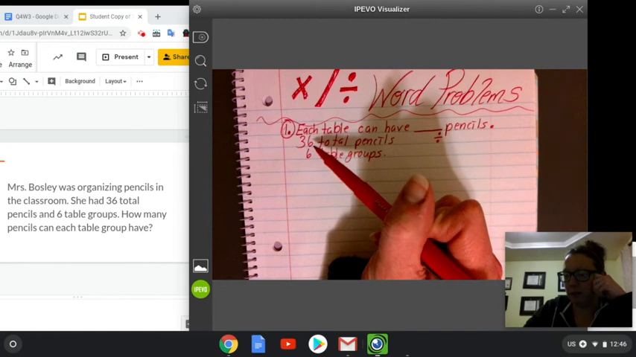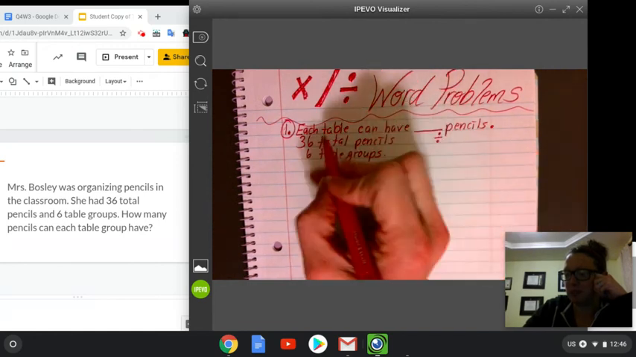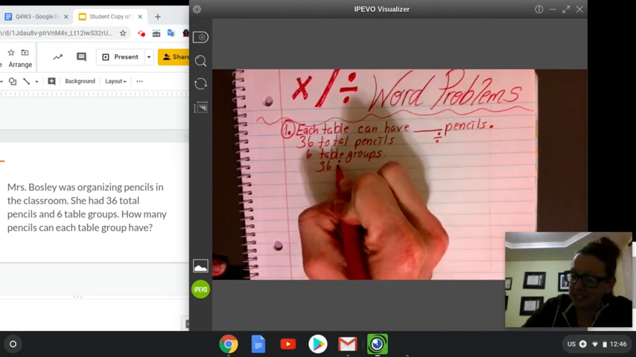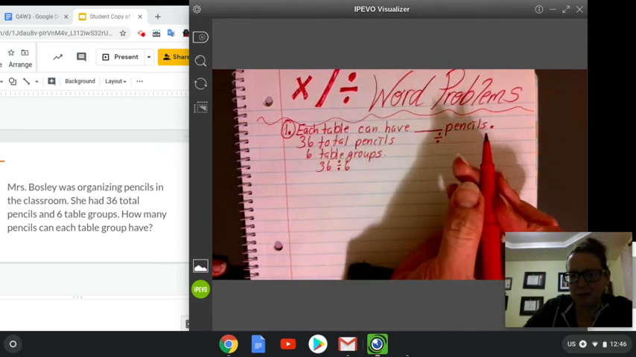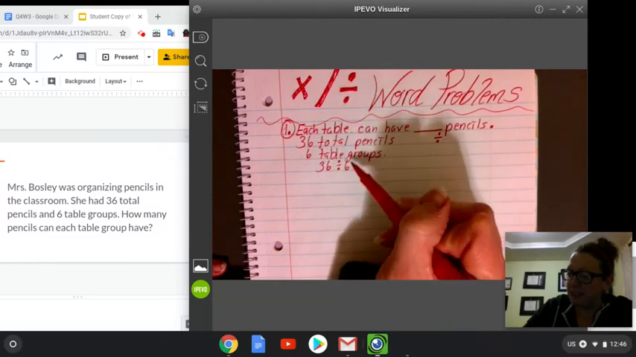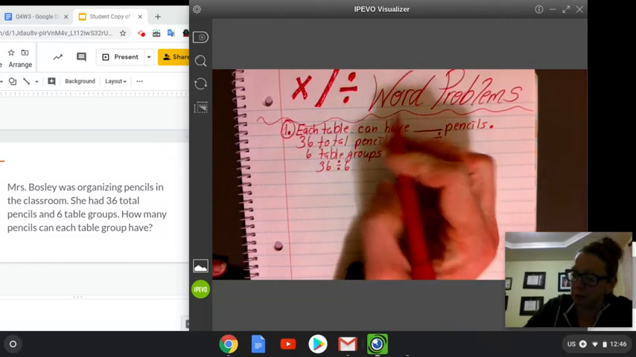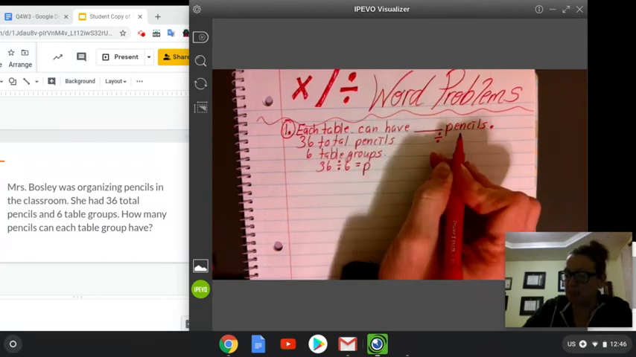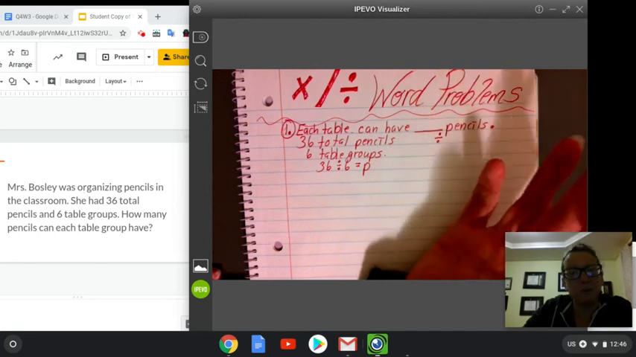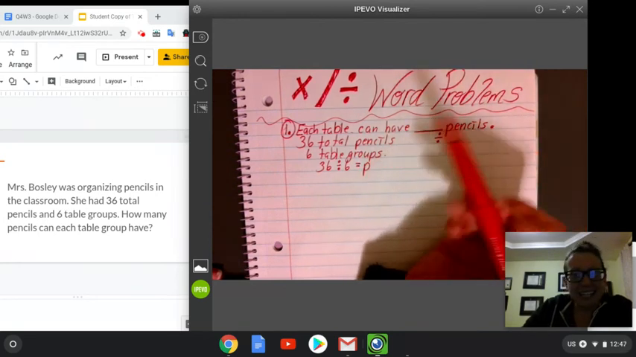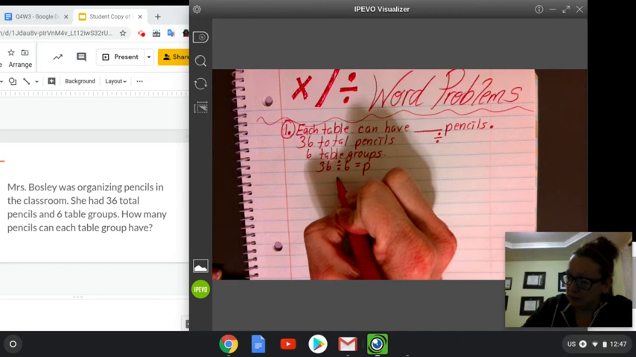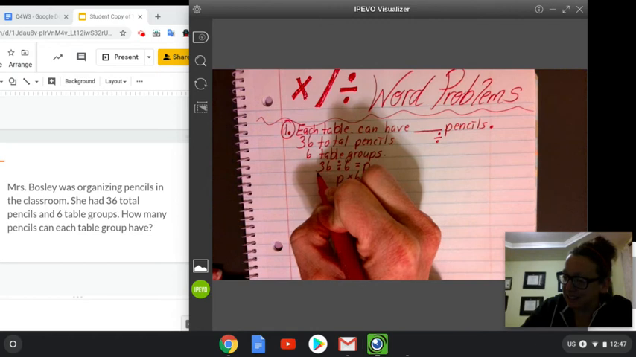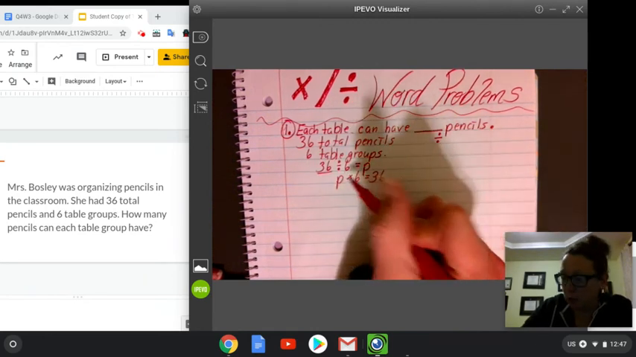Well, what I'm really looking for is if I have a total of 36 pencils and I split those 36 pencils between these 6 table groups. So I split those 36 pencils into 6 table groups. How many pencils, and let's just put a P because that could stand for pencils, right? We don't know it yet. Then I can ask myself, what number times 6 would equal 36? Because I know that this is my total.